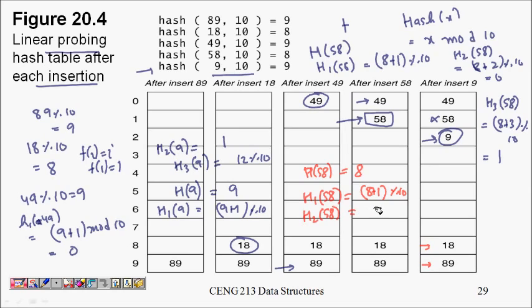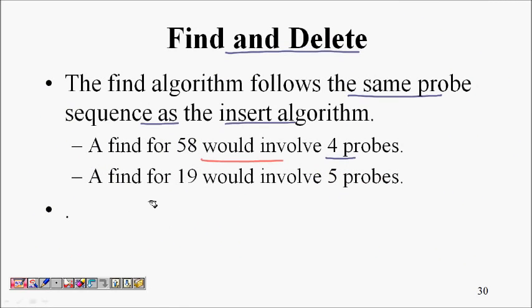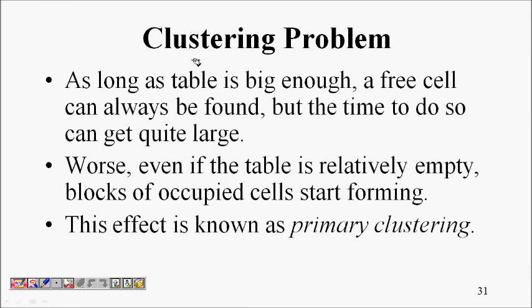h2 of 58 will be 8 plus 2, 10 modulo 10, 0. It doesn't find it here. h3 of 58 is 8 plus 3, 11 modulo 10, 1, and it finds it at that place. So it requires 4 probes. That's what it was saying. 19 would involve 5 probes. So you can try that out.